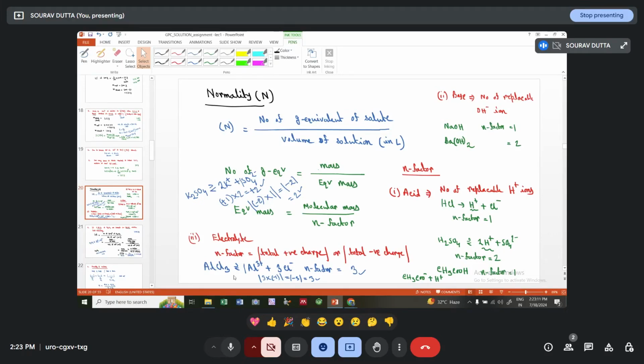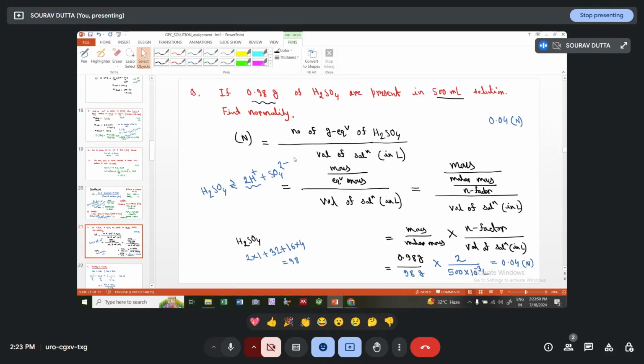For example, in case of aluminum chloride, there are 1 aluminum 3 plus ion and 3 Cl minus ions. So 1 aluminum 3 plus ion contains plus 3 charge. There is 1 aluminum 3 plus, so 1 into 3, basically plus 3. And if I calculate with respect to chloride ion, 1 chloride ion contains charge minus 1, there are 3 chloride ions, 3 into minus 1, that is minus 3. But N factor cannot be negative, so we have to take the mod value. Mod of minus 3 equals plus 3. So in this way, we can calculate N factor for an acid, base or electrolyte.